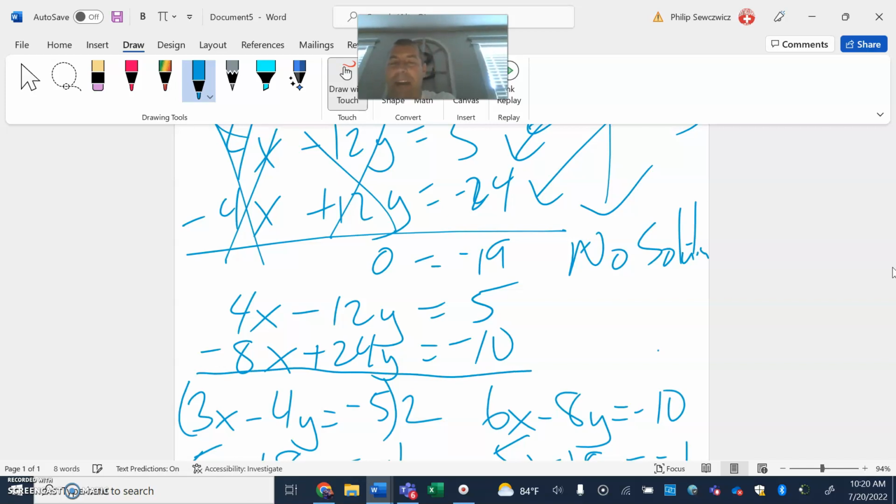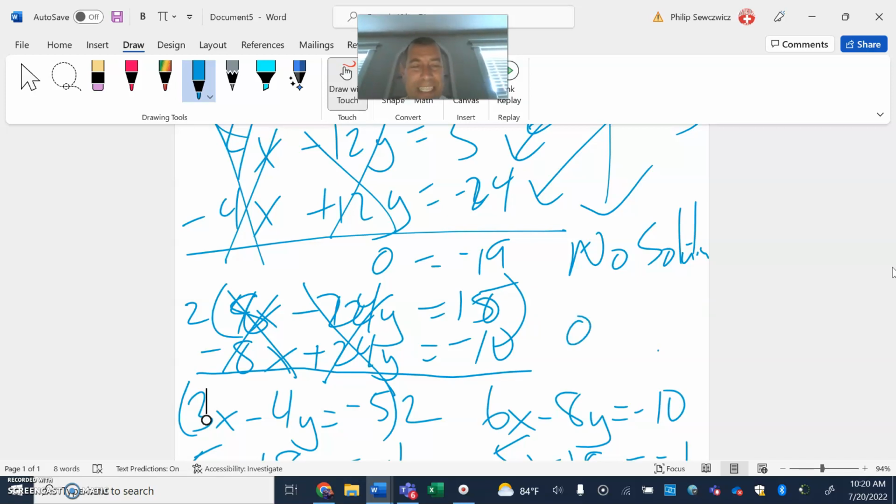Watch what happens. If I multiply this through by a 2, I'm going to get an 8x, combine it, gone. I'm going to get a -24y, combine it, gone. I'm going to get a 10, combine it, gone. So what I've got here is 0 equals 0. Now, you don't want to be like, well, wait a second, isn't that no solution?